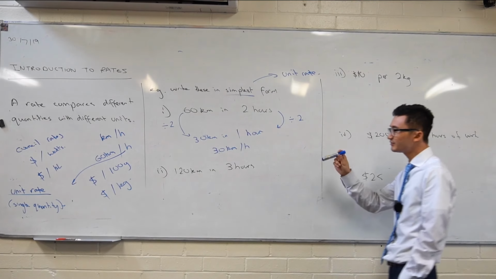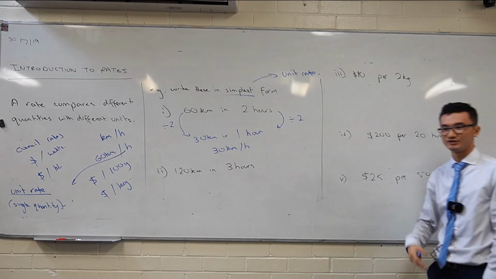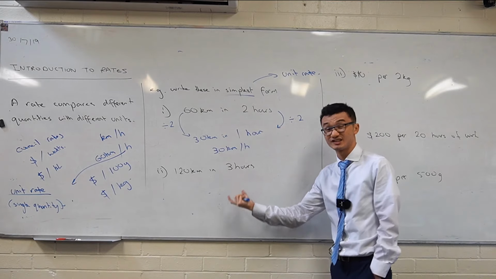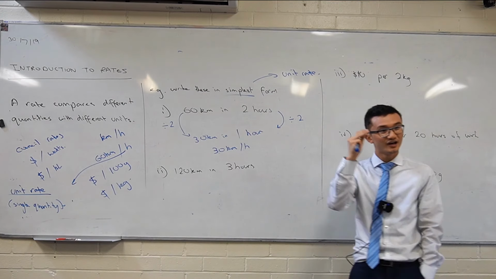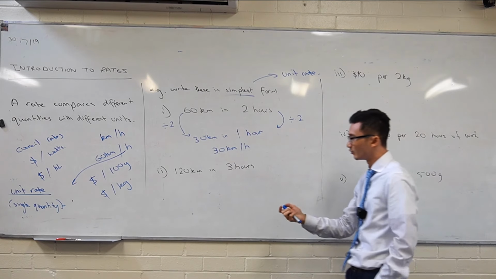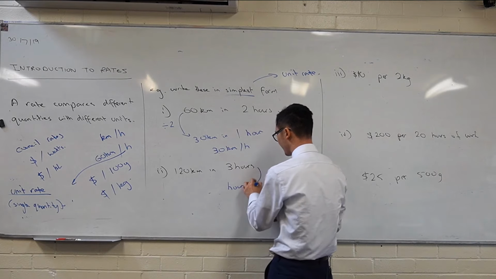And the great thing is it doesn't matter what kind of numbers they give you. They can be large, they can be small, they can be decimals, they can be odd numbers. As long as you have this idea that, hey, a unit rate is expressing something as a single quantity, that's what I'm looking for, right? So 3 hours, as a single quantity, I'd want to get to, again, just a single hour. So this time I'm going to be dividing by 3.